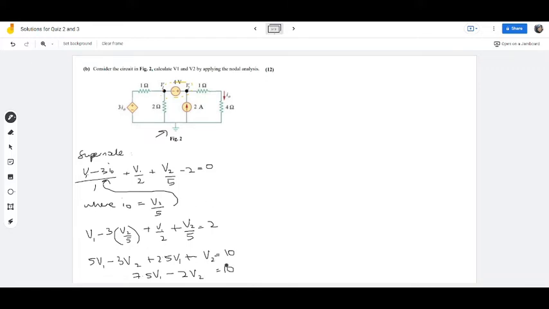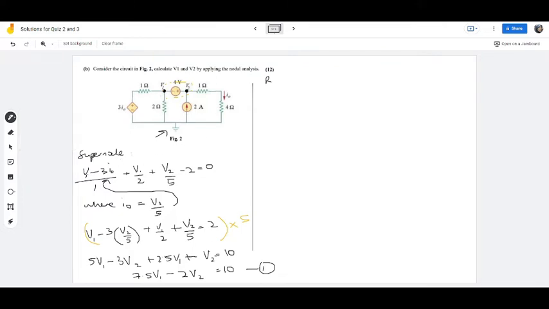All right, so now there you have it. This is your first equation. Brilliant. That is for your supernode. I think I should put a note here, because you might be wondering what I am doing: I multiply everything with 5 to get this bit. Now I've done with the supernode.